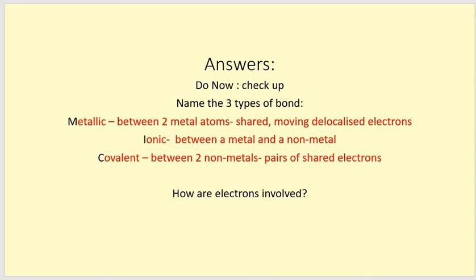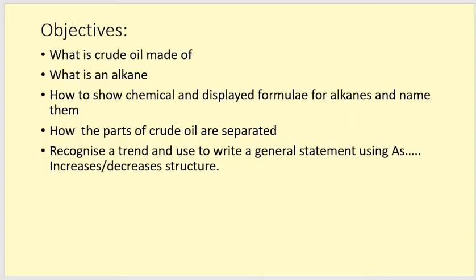Ionic bonds are formed between a metal and a non-metal, and they result from the movement of electrons from one to the other. Covalent bonds are between 2 non-metals and you have pairs of shared electrons. Sure you're all good on that? If you're not, you need to go back and revise it because it's something that will always come up in your GCSEs.